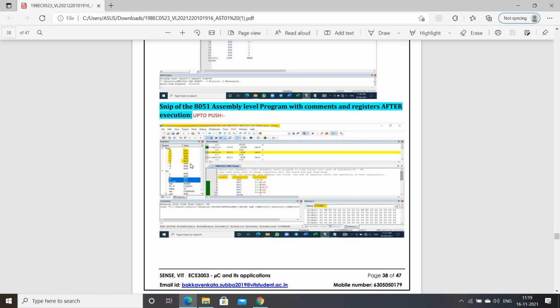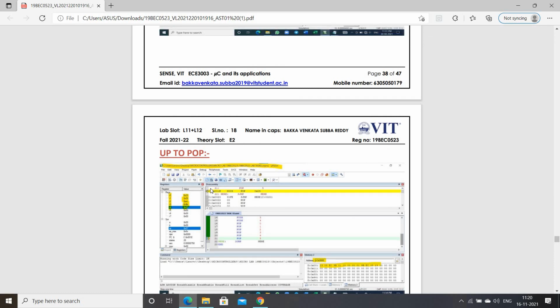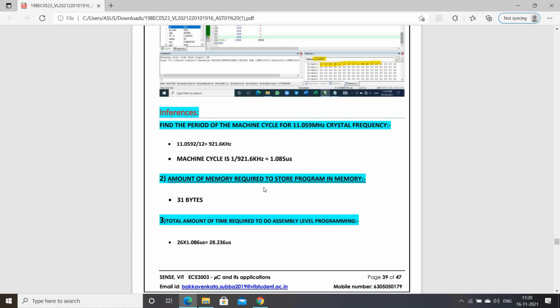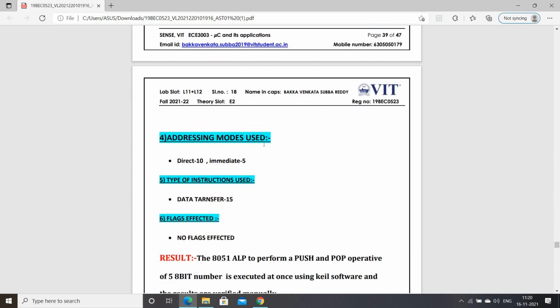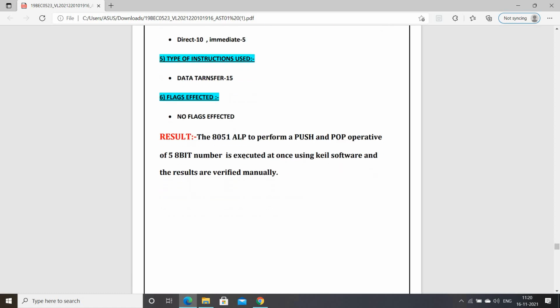So I've highlighted the output on the left side, up to pop, yeah. And the amount of memory required to store the program in memory is 31 bytes. Total amount of time required to do assembly level programming is this. Addressing modes used are direct 10, immediate 5. Type of instruction used is data transfer 15. No flag is affected, obviously. And this is the result.